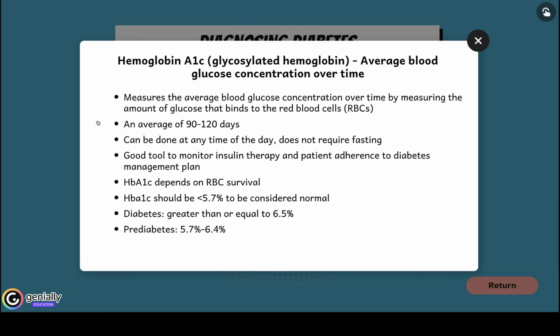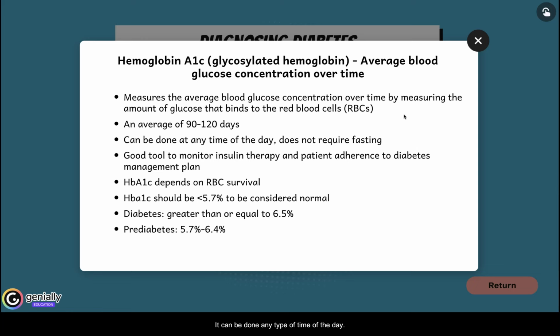Why is that? Because the life of your red blood cell is about 90 to 120 days. And so if you have consistently high levels of blood glucose in your blood, it's going to attach to that red blood cell. It binds to the red blood cell and stays there for 90 to 120 days. That's the reason why we check the HbA1c every 3 to 4 months. That gives us an average amount of blood glucose in their circulation.